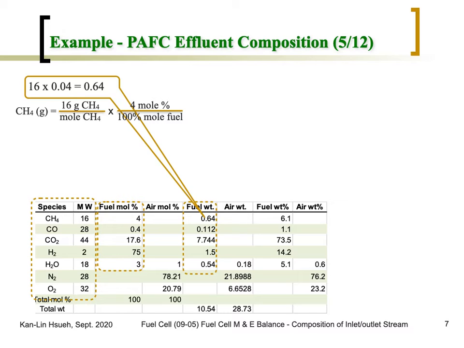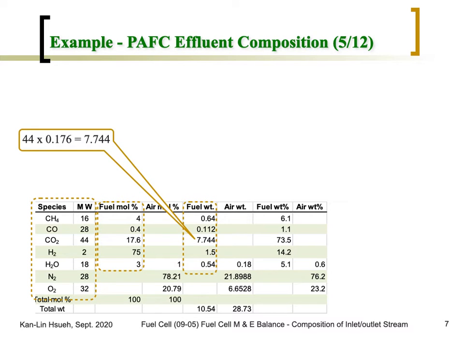Of 100% mole of fuel, the methane only occupies 4%. And each mole is only 16 grams of methane. So if you multiply, you come out with, for every mole of fuel, methane only 0.64 kilogram.